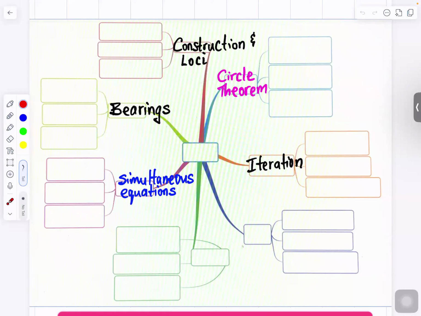So I hope all of this helps you with preparing for your exams, learning simultaneous equations, iteration, circle theorem, construction, and loci and bearings.